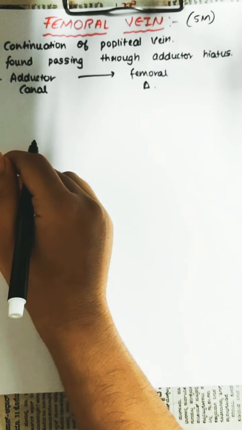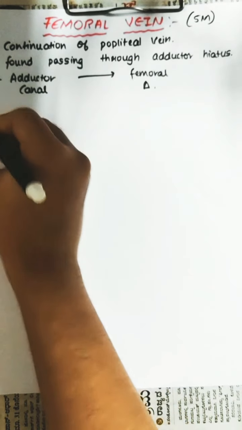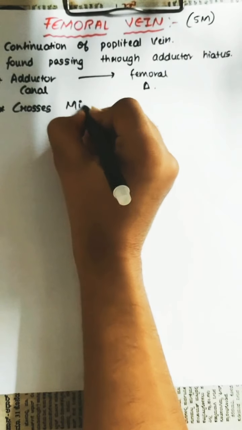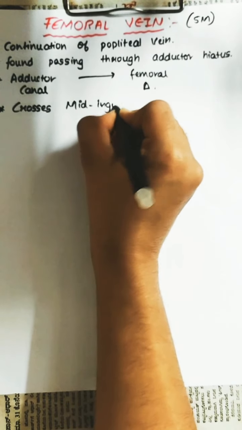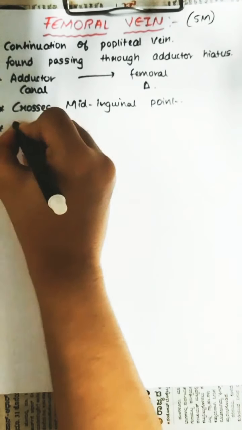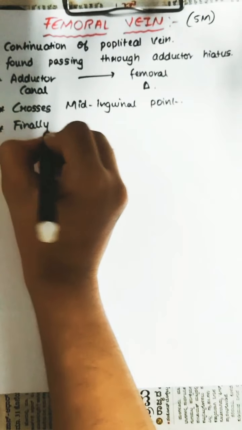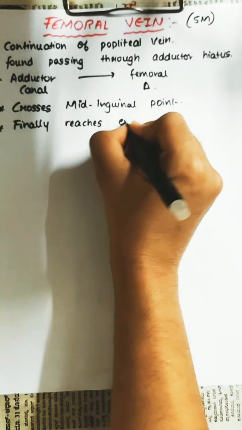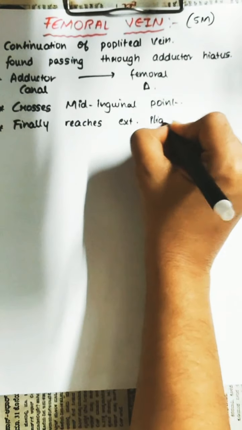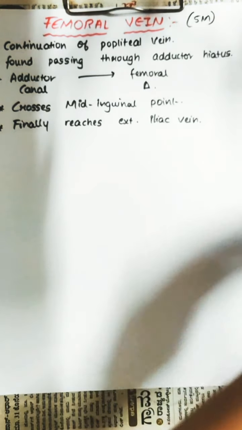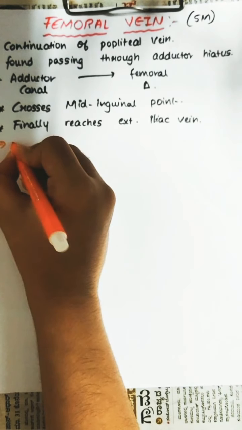and then crosses the mid inguinal point and finally reaches the external iliac vein. Now we'll see the tributaries of the femoral vein.